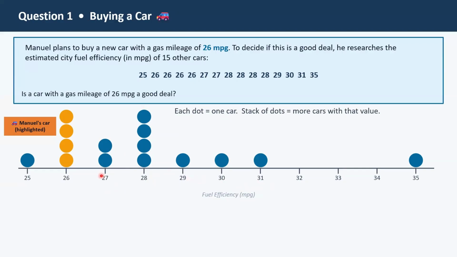So where does Manuel's car fall? At 26 miles per gallon, it is actually below the main cluster. So based on the data, this is probably not the best deal because most cars have better fuel efficiency. Would you buy this car? Why or why not?